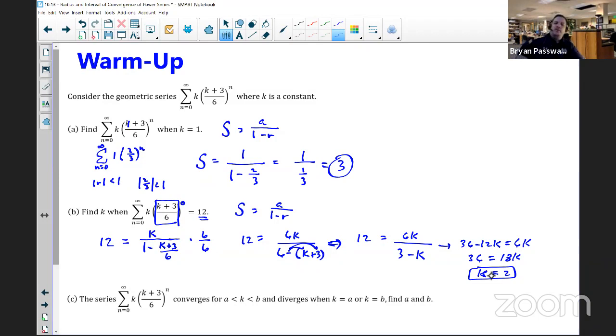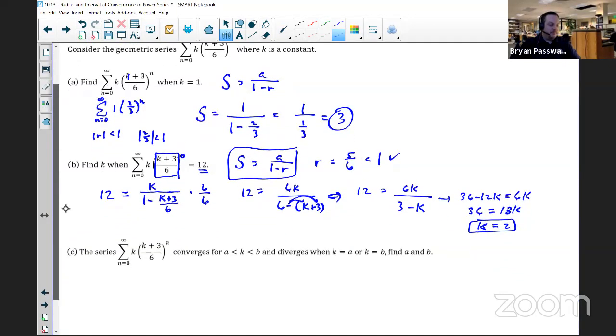Then we have to be careful, because we want to make sure that this doesn't contradict anything. Remember, the only time we're allowed to use this series formula for a geometric series is if the series converges, if the absolute value of r is less than 1. So I got a k value. Let's double check to make sure it wasn't some kind of extraneous solution. If k is 2, then our r value in this case would have been 5 over 6, and that is less than 1, so we know that we're okay. So our k value is going to be 2.